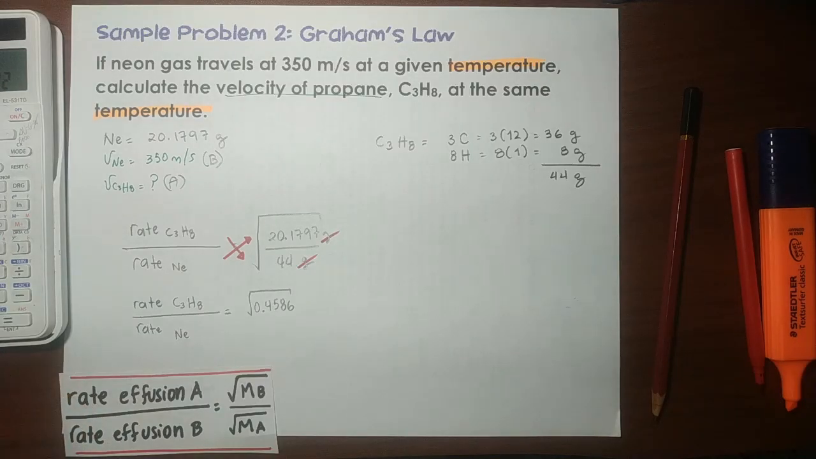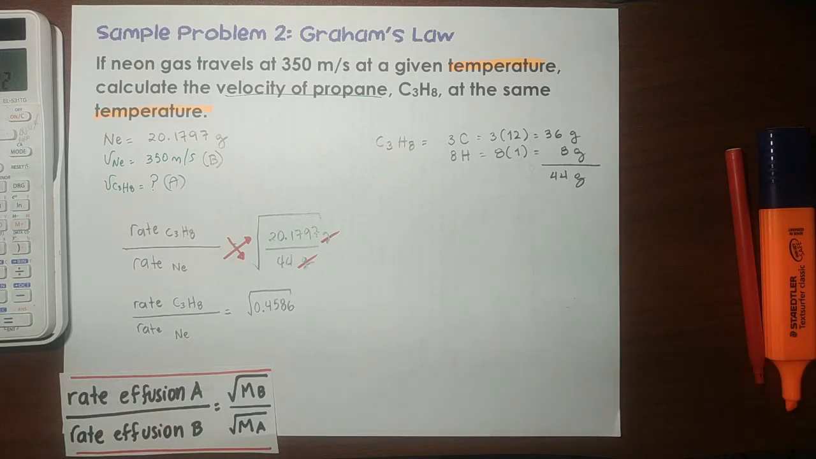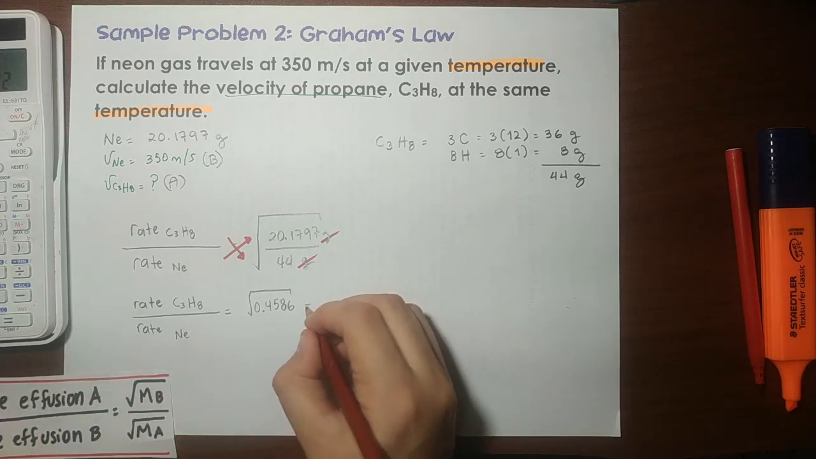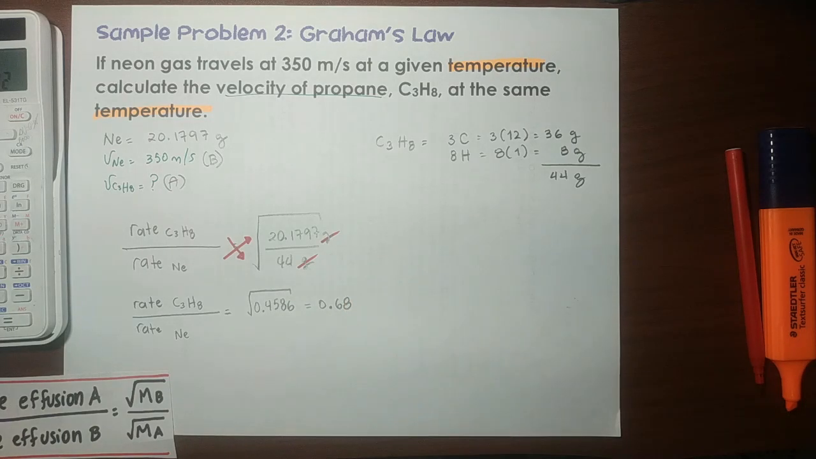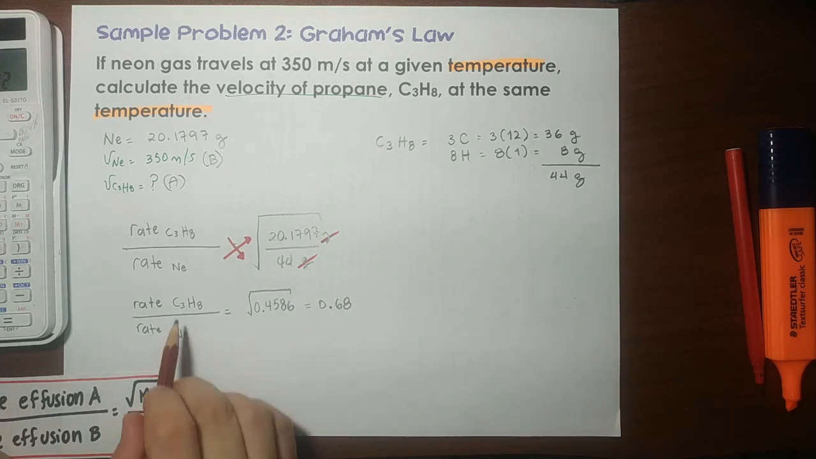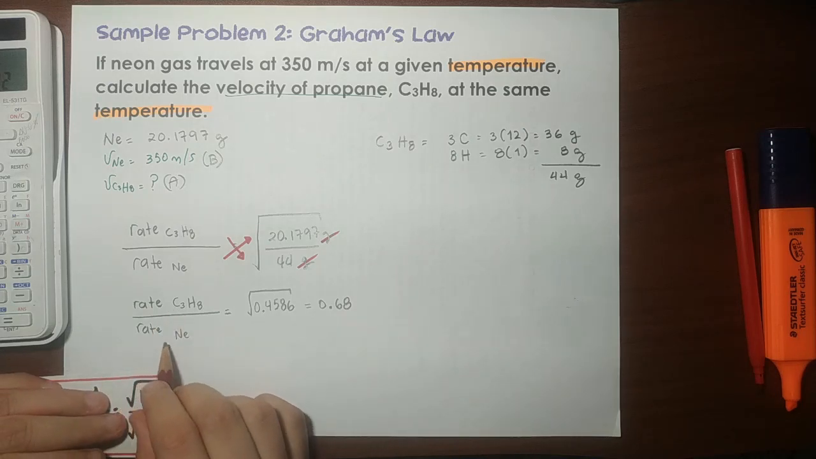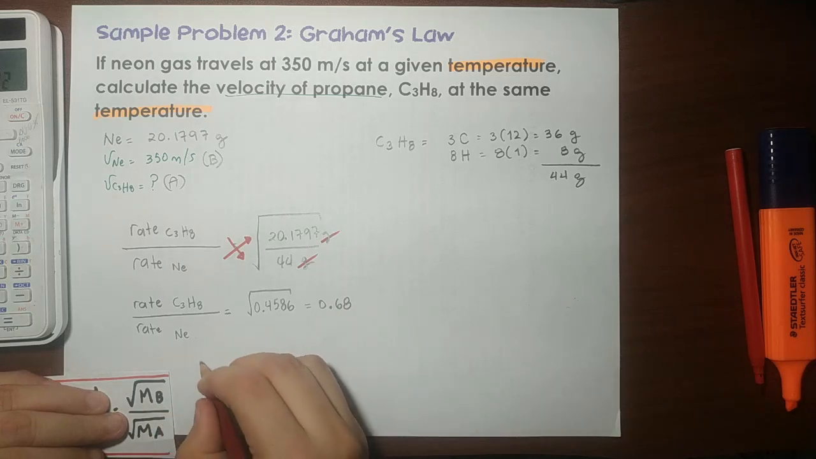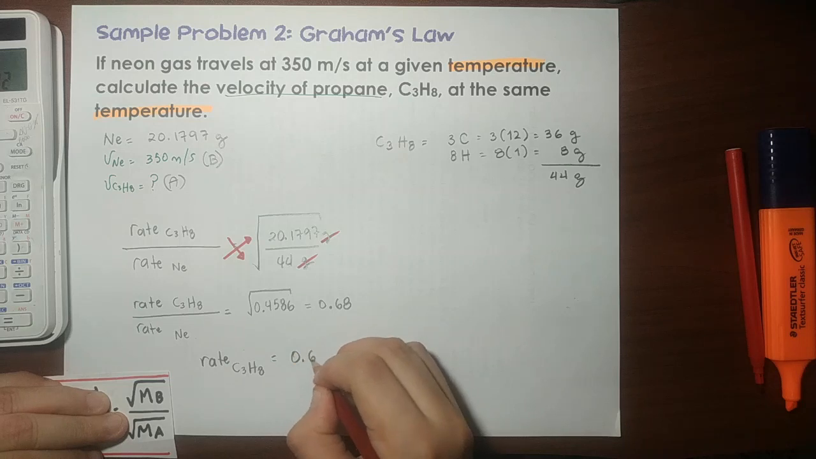Okay, I have the square root of 0.4586 and a lot of numbers. When you get the square root, you'll get 0.68. I round it, okay? Now, to know the rate of propane, I will isolate. So my neon rate will go to the other side to multiply. Here it is dividing, it comes to the other side to multiply. So my rate of propane is going to be equal to 0.68.